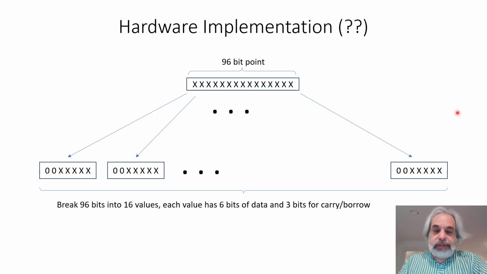Okay, so for the last couple of slides, I want to talk about what you might be able to do in a hardware implementation rather than on the GPU. So again, you could start with a 96-bit number like this, but instead of breaking it into 4 32-bit values, you could break it into 16 9-bit values. And the way you would do that is you would have 6 bits of data in here, and then 3 bits of carry space. So this would be a 9-bit value, and there would be 16 of these things going all the way out.